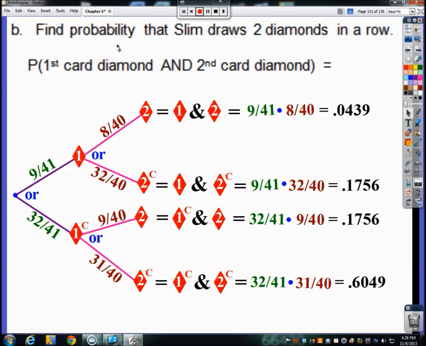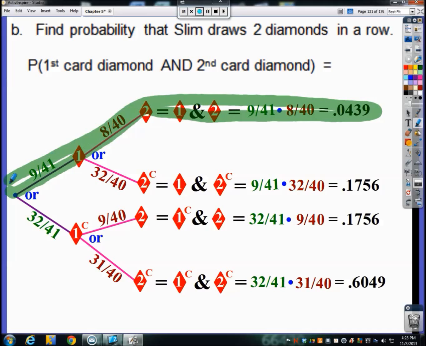So part B says find the probability that Slim draws two diamonds in a row, which means the first card is a diamond and the second card is a diamond. Well, where did that happen? That happened right here. And hey, we don't have to do the probability because we already did it. It's right there. So he had a little bit more than a 4% chance of getting two diamonds in a row.